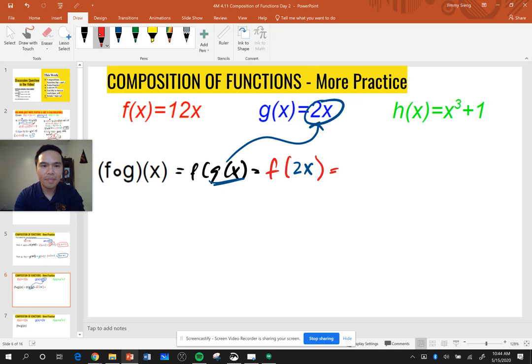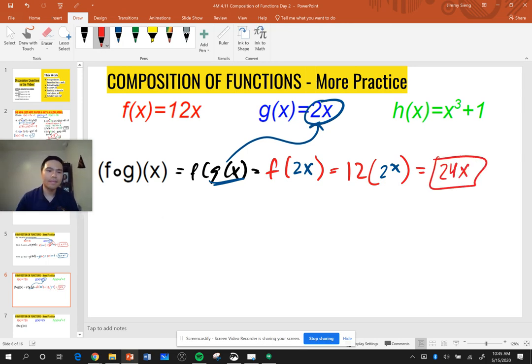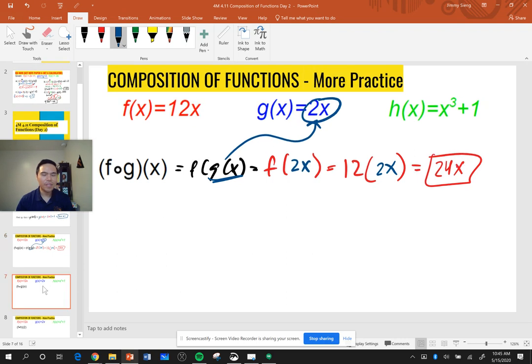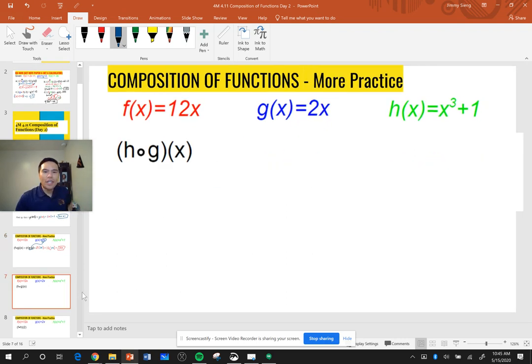Trying to make this as easy as possible, which is just 12 times 2x. Well, 12 times 2 is 24 x's. There you go. Oh, that's not to the x power, by the way. That's an x. You feeling good about this? We're just crushing it, right? We're going to make this a little harder. Now we're going to do h of g of x, h∘g of x.